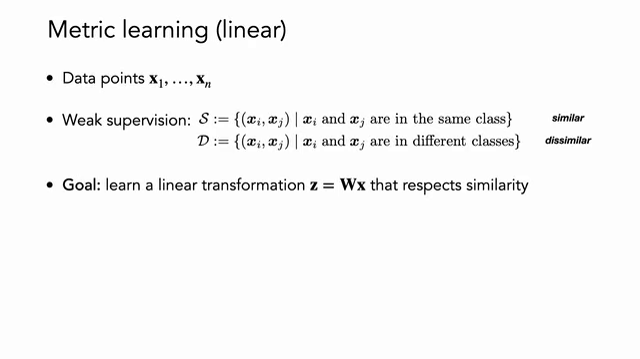We just have supervision in terms of which pairs are in the same category and which pairs are in different categories, right? So we have some set of similar pairs and some set of dissimilar pairs. And our goal is to learn a linear transformation, z equals Wx. So essentially, we're trying to learn this matrix W that will respect this similarity. And so the idea here is that we can use Euclidean distance in representation space.